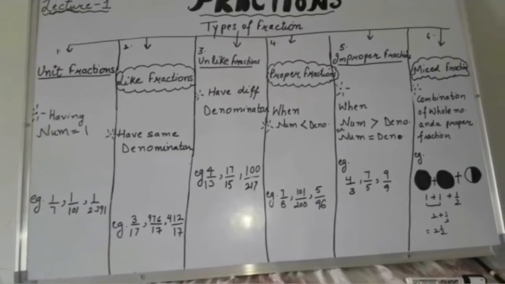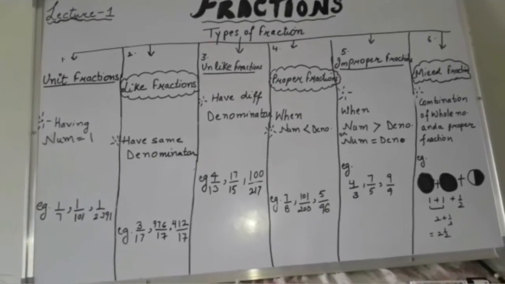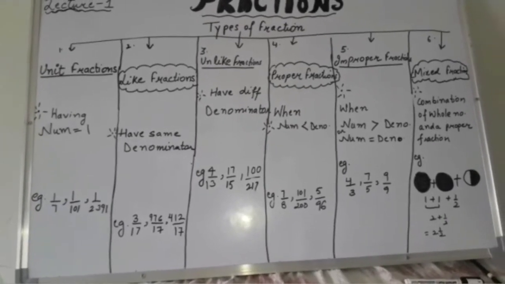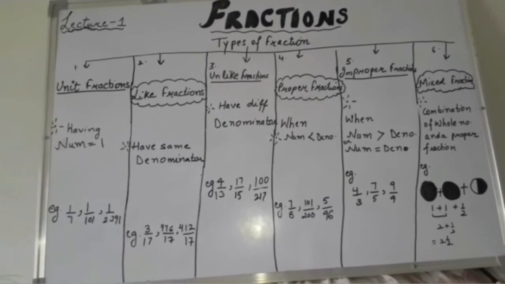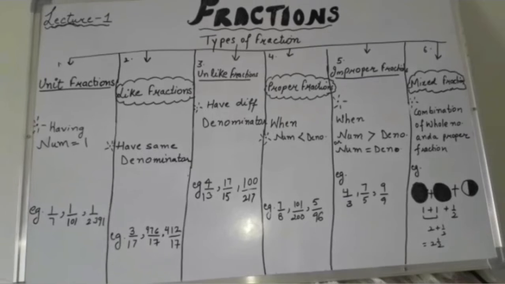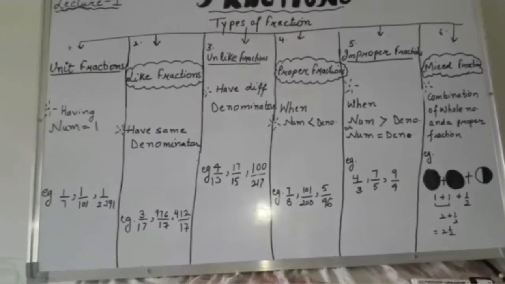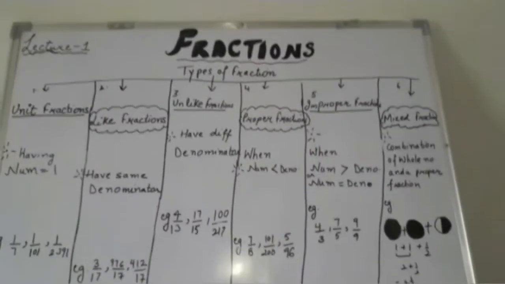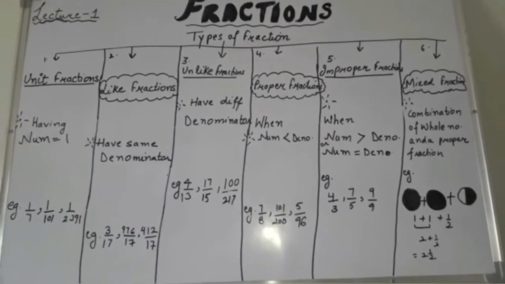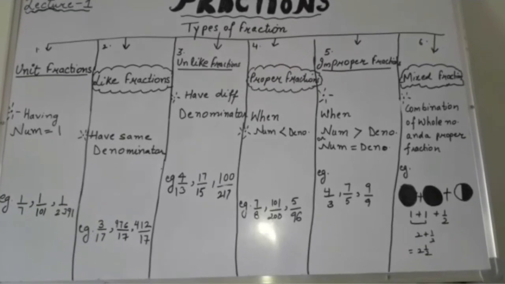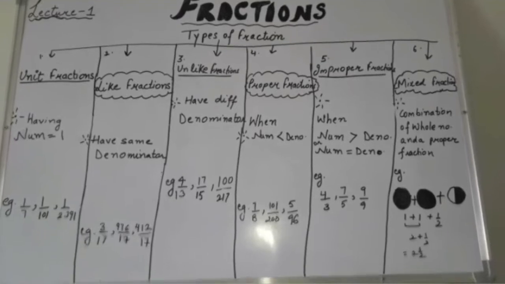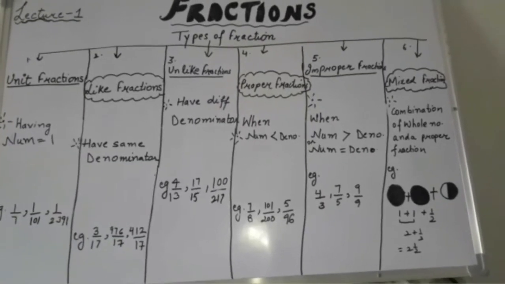Now, like fraction, the like fractions are those which are having the same denominator. For example, as you can see on my board, I am having 3 upon 17, 976 upon 17, 412 upon 17 and so on. Third is unlike fraction. Unlike fractions are having the different denominators. For example, 4 upon 13, 17 upon 15, 100 upon 217, and you can take any another denominator.